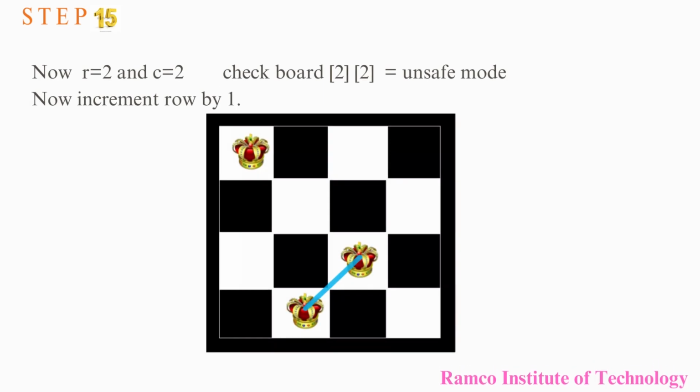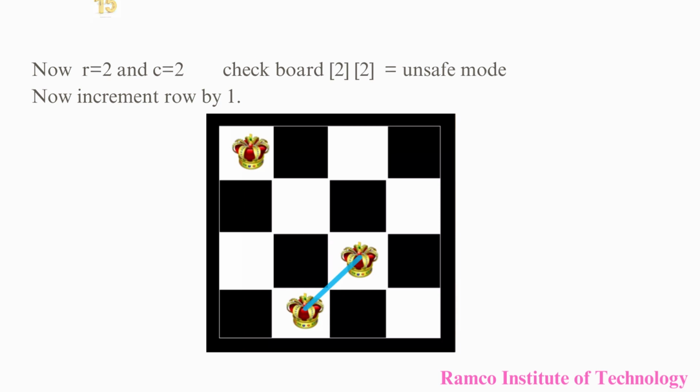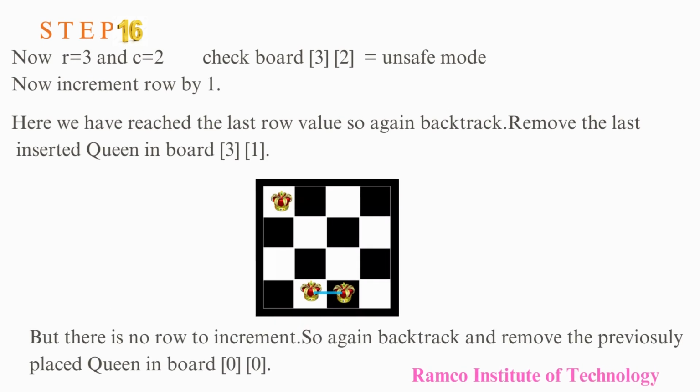Next we will fix the R value equal to 2 and C value equal to 2. Check 2 and 2 position. It is unsafe mode because two queens in the same diagonal. So increment the row value by 1. Here R value equal to 3 and C value equal to 2. So check the board 3 and 2. It is unsafe mode. So we will increment the row by 1. And we will remove the 3 and 1 position done in the step 8 and also remove the 0 and 0 value in the initial step because there is no row to increment.